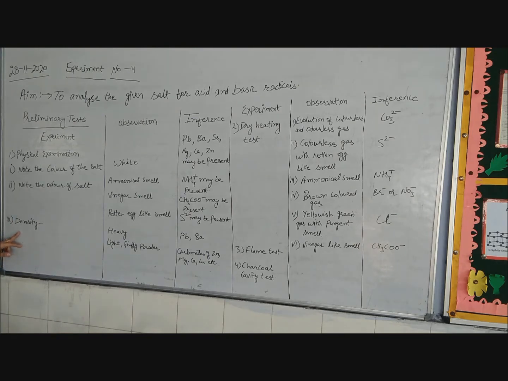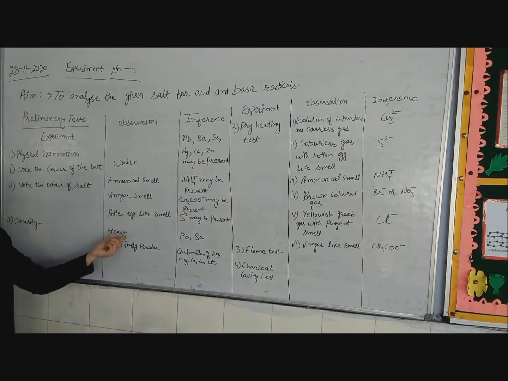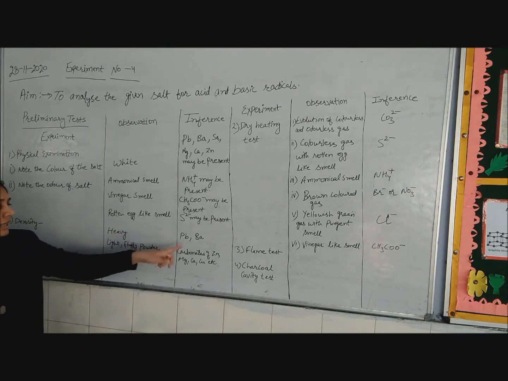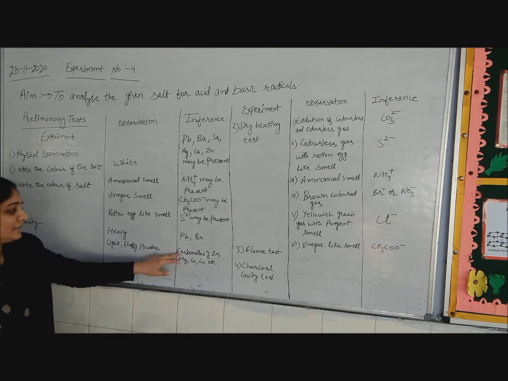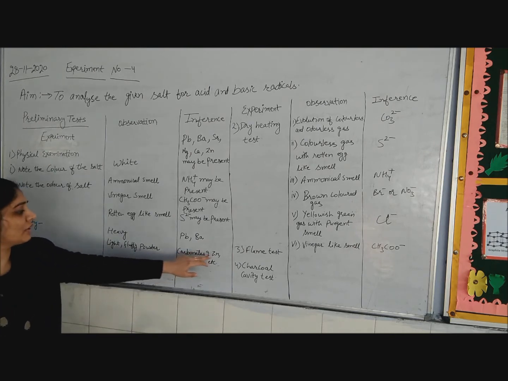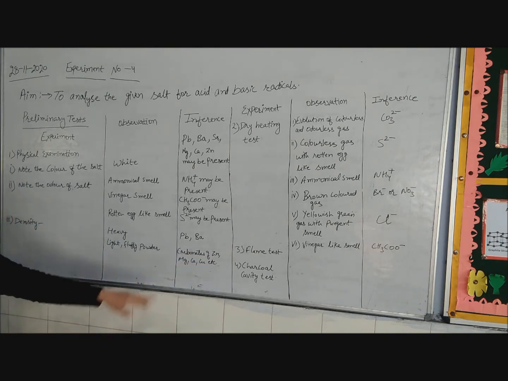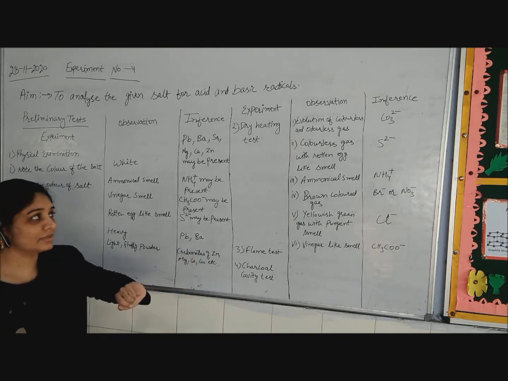Then we check the density. In density, we have two types of salts, heavy salts and light or fluffy powder. If the salt is heavy, then it contains lead and barium. If it is light or fluffy powder, then it may be carbonates of zinc, magnesium, calcium, copper, etc.